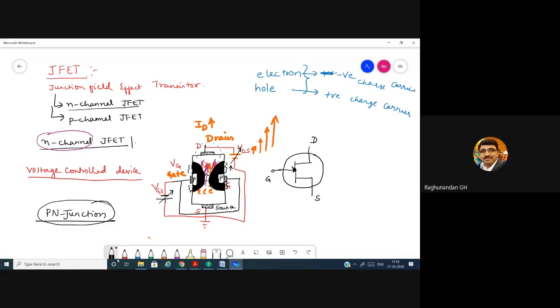Electrons are flowing from source to drain, that is fine, but the depletion layer is more towards the drain. That width is more towards the drain compared to the source. This is because at the source it is grounded, but at the drain it is connected to a potential. When a potential is applied at a particular terminal, the depletion layer will keep on increasing towards that.